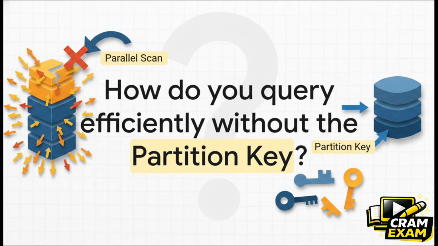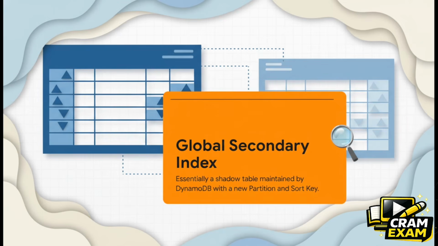As an AWS developer, you absolutely must avoid running parallel scans if your table is already dealing with heavy read and write activity from real production traffic. So, how do we actually fix this? I mean, if scans are so dangerous, how do you query data efficiently if you simply don't have the partition key to begin with? The answer is actually pretty elegant.